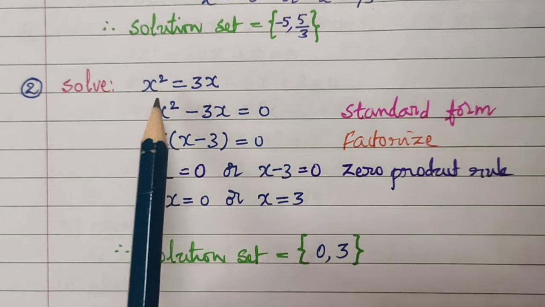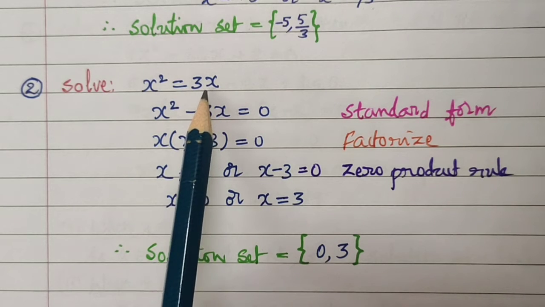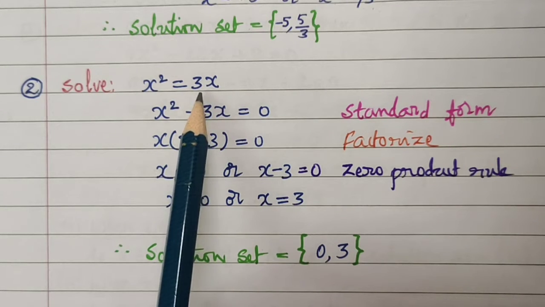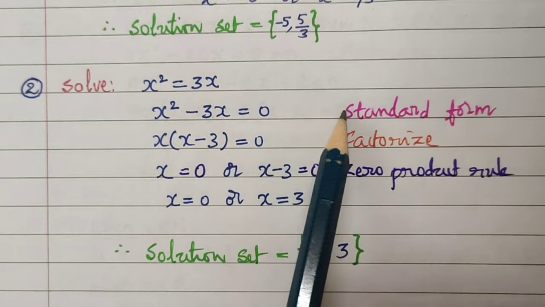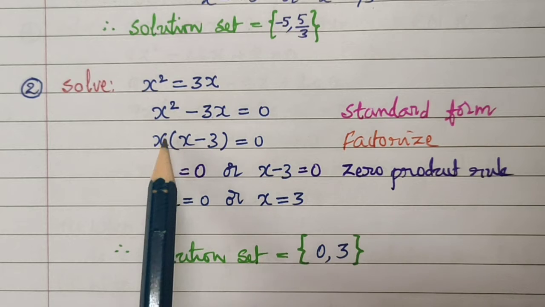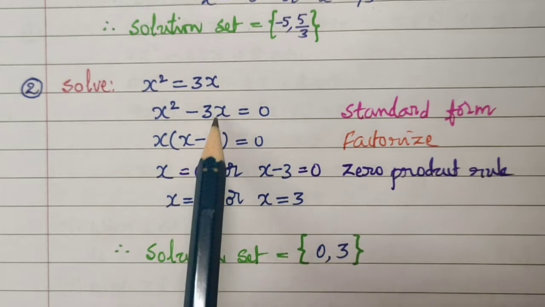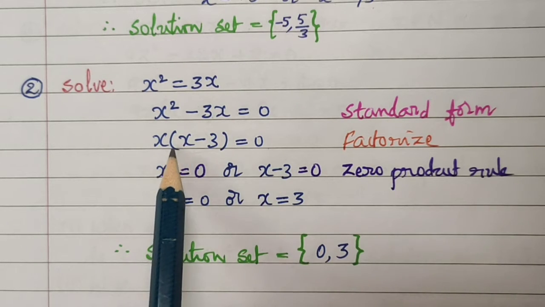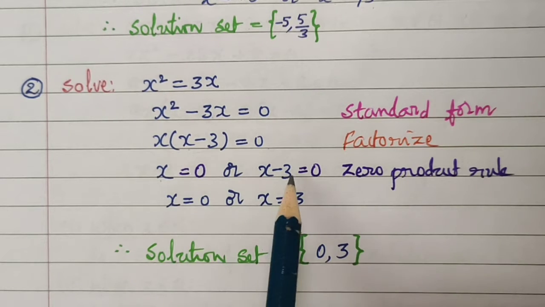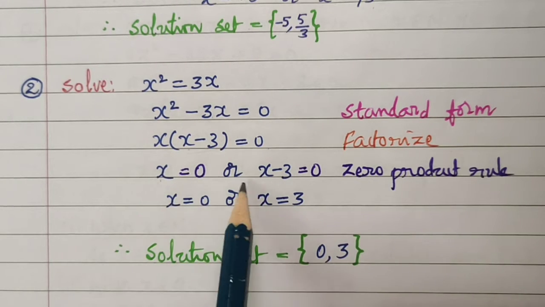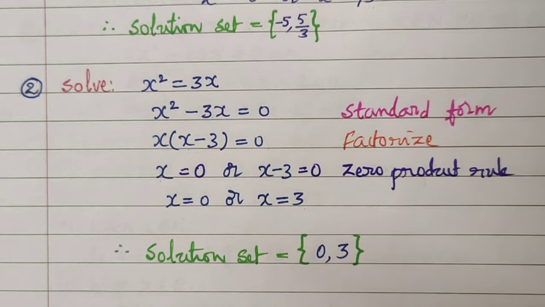Solve x² = 3x. Keep this in the standard form of a quadratic equation. Bring this to the left side: x² - 3x = 0. This is in the standard form. Take x common out of this: x(x - 3) = 0. By using the zero product rule, equate x = 0 and x - 3 = 0. Therefore, x = 0 or x = 3. The solution set is {0, 3}.